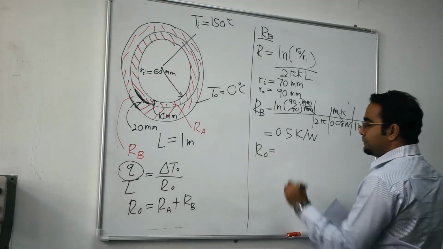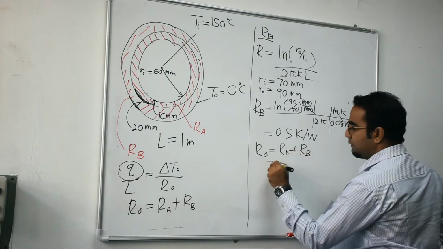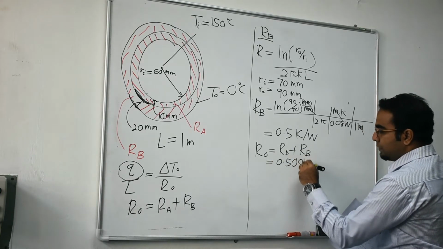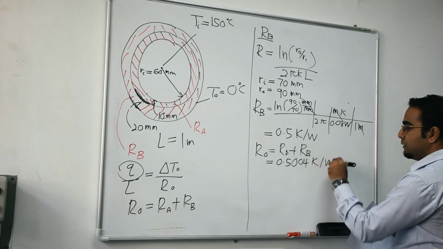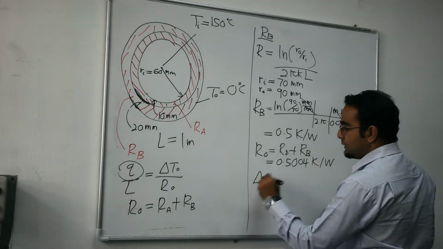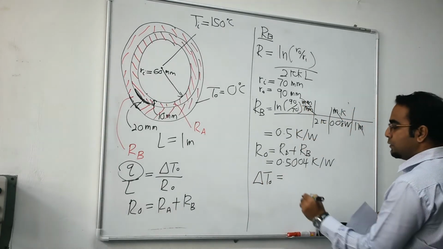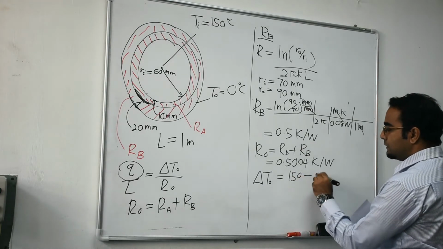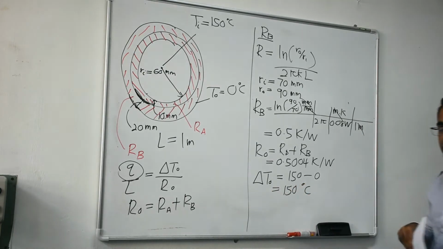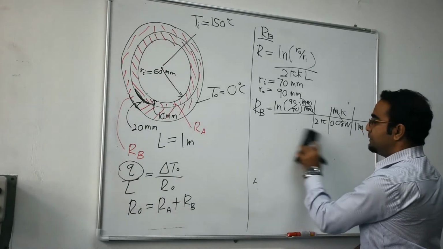Okay, so we have gotten the value of RB and RA. RO is equal to RA plus RB. So we get a value of 0.5004 Kelvin over watt. So we know the value of RO, and the value of delta TO is going to be equal to TI minus TO. So 150 minus 0, so we're going to get 150 degrees Celsius. So we know all the values, so we can substitute into our equation.